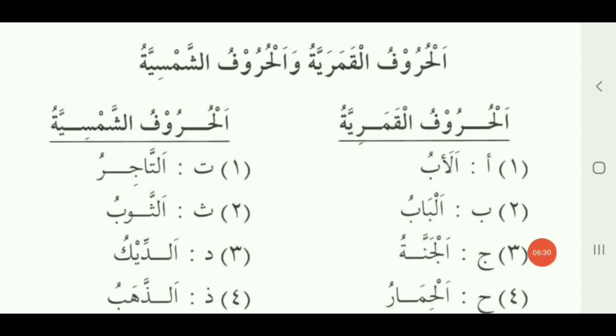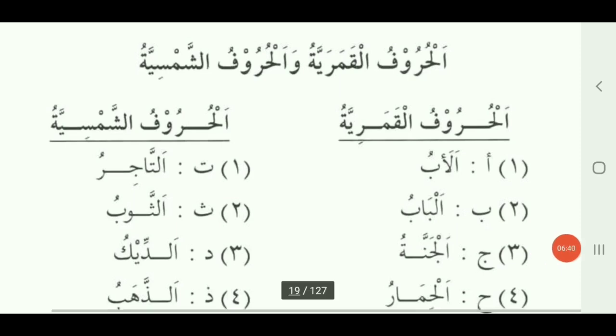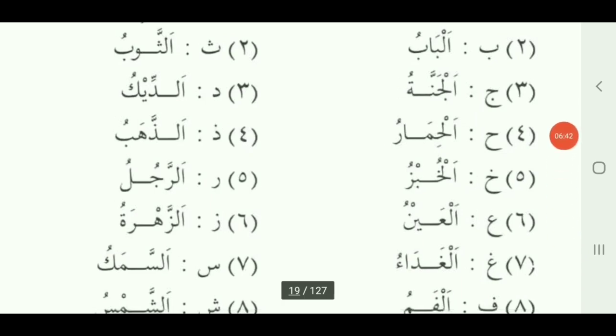Al-jannatu, here jim is also among those qamariyya letters, that is indicating al-jannatu, the paradise. Al-himaru, the donkey. The ha is also among the letters of qamariyya. Al-khubzu, the bread, or you call it a cake. The kha is also among the letters of qamariyya.